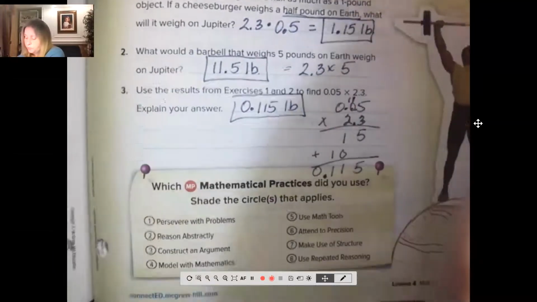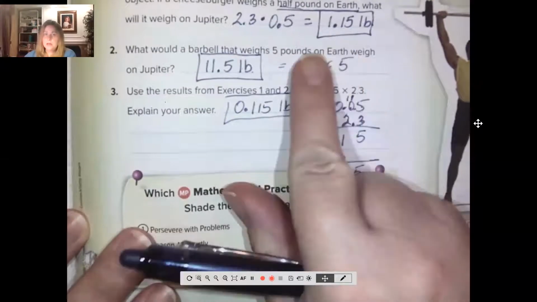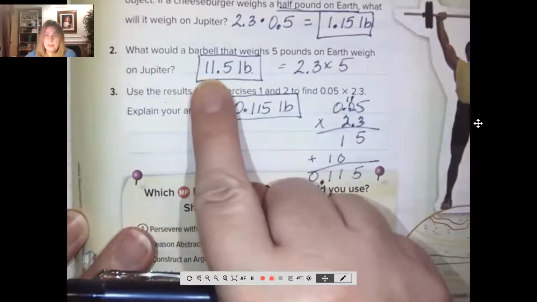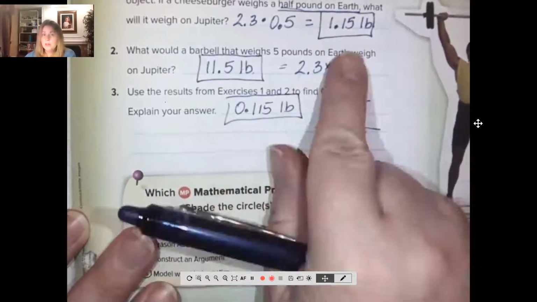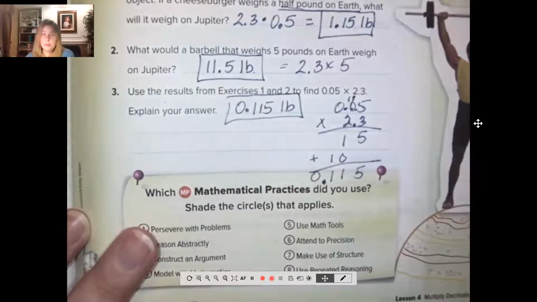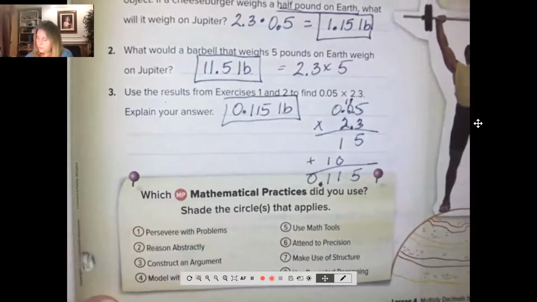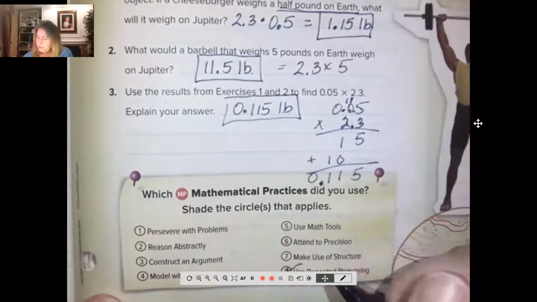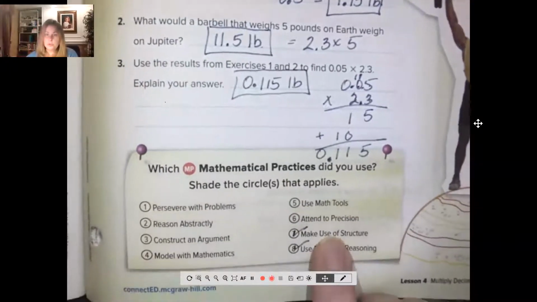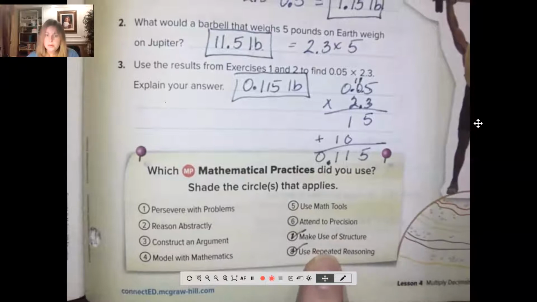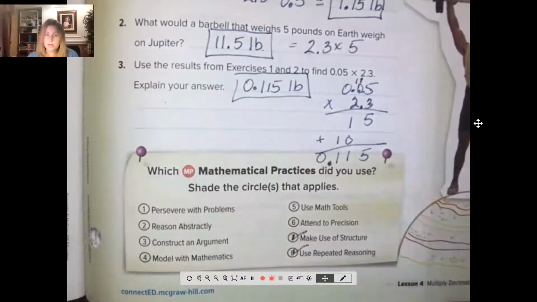Okay, so here, where we're looking at 11.5, 1.15, 0.115, we're looking at a pattern, and we recognized that there was a pattern here. So that would be repeated reasoning and making use of structure. So we saw that repeating pattern, we saw the structure of the repeated pattern, and we recognized what our answer was going to be here.